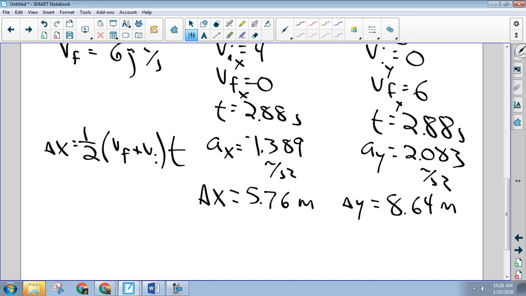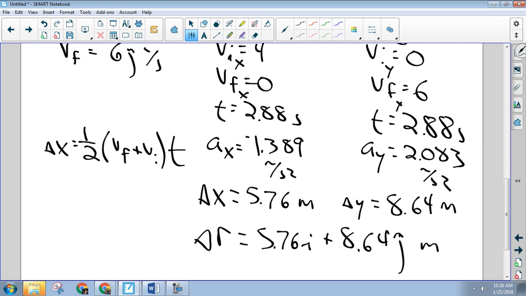All right. So does this make sense, you guys? So ultimately, it boils down to breaking it up into components. This problem is definitely tedious. So that means our displacement is this 5.76 i plus 8.64 j meters. Everybody good? Yeah. All right.